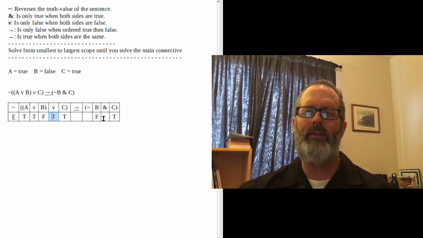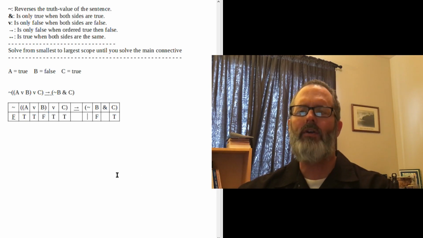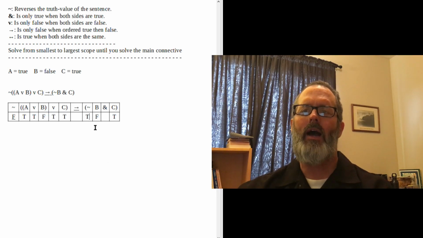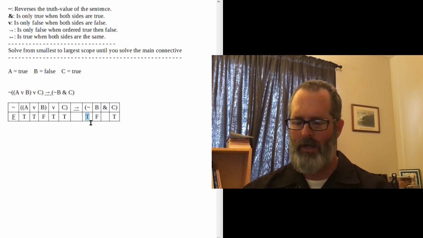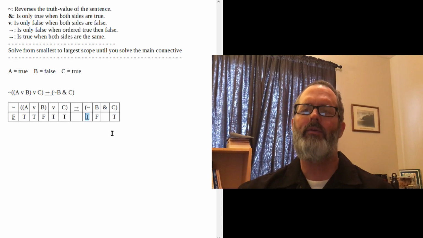Smallest scope, sentence letters filled in. Now notice this negation. This negation only connects to B, so I have to solve it before I do anything else. If B is false, negative B is true. If I'm working in writing, I would underline that value. That replaces this value of B. Negative B is more important, and it's true.